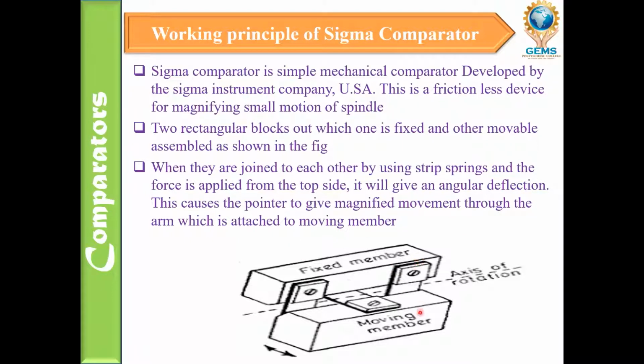If any force is applied on the moving member, the moving member will move, so that will give an angular deflection. That angular deflection is magnified through the arm which is attached to the moving member. So the pointer attached to the moving member is magnified, and that will give a reading.